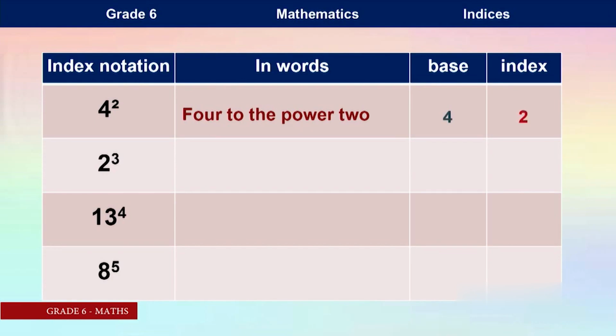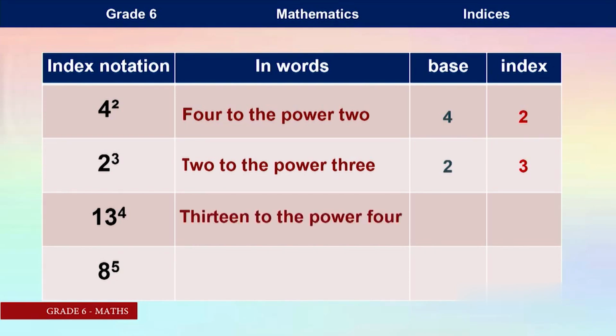Then move to the second row. You can see 2 and 3. Then tell me how to read it. In words, that is 2 to the power 3. Then what is the base here? The base is 2 and the index is 3. We'll move to the third row. You can see 13 and 4. In words, how to read this? 13 to the power 4. The base is 13, the index is 4.